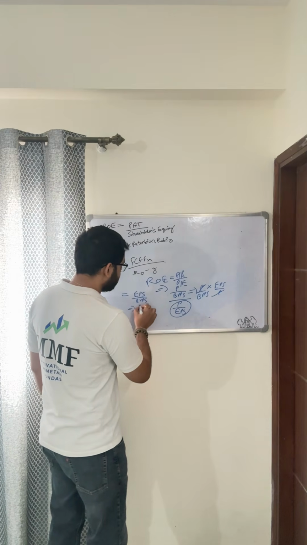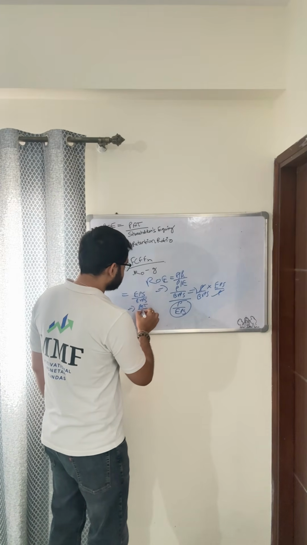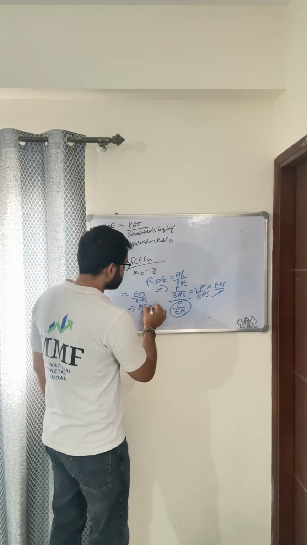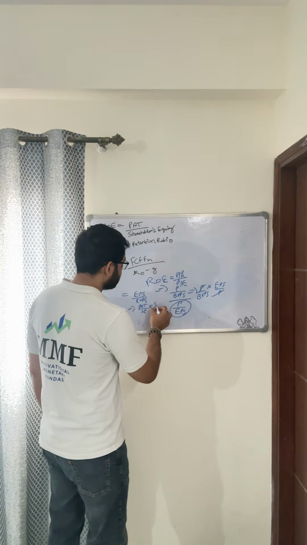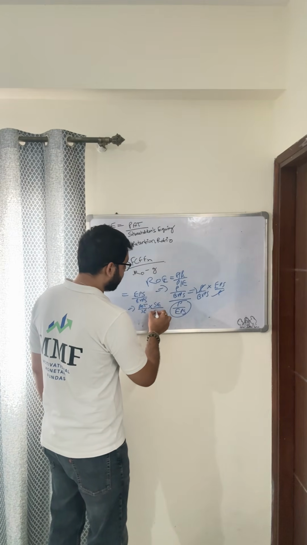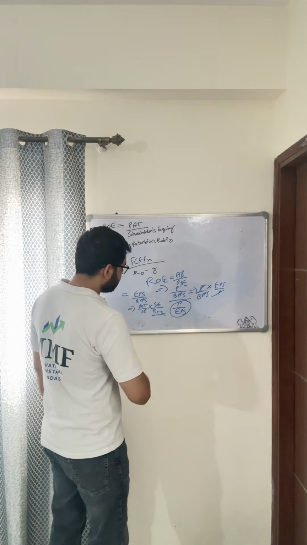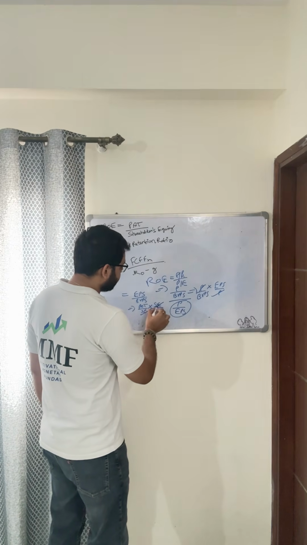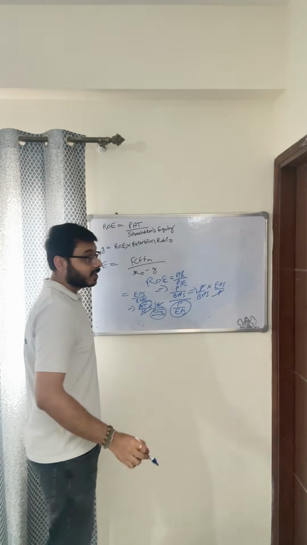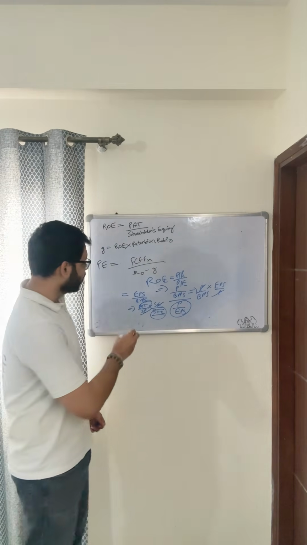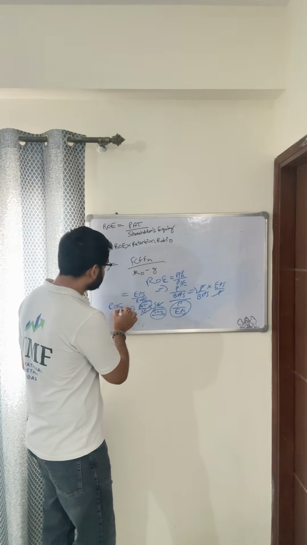What's EPS? It's the PAT divided by the shareholders' equity. What's the book value per share? It's nothing but the shareholders' equity divided by the book value. Similarly, the shareholders' equity and equity gets cancelled out. It becomes PAT divided by the book value per share. And this is how I can get the ROE of a company.